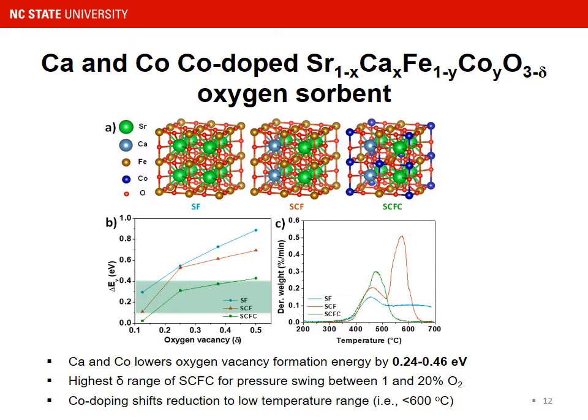And by co-doping of calcium and cobalt, we observe that there's only one major reduction peak, at around 480 degrees Celsius. So it shows that by co-doping of calcium and cobalt, this sample can really easily release all the oxygen below 600 degrees Celsius.